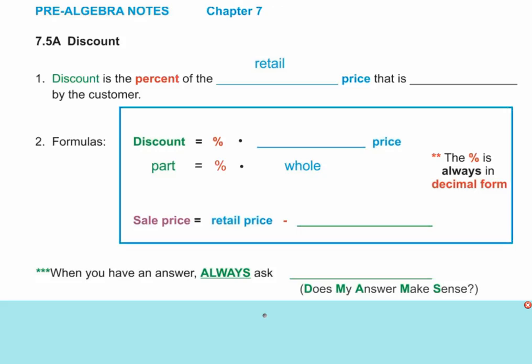So number one, discount is the percent of the retail price that is saved by the customer. Discount. Is 7.5 discount for you guys? Or is it markup? Okay, all right. So this is correct. Discount is the percent of the retail price that is saved by the customer.